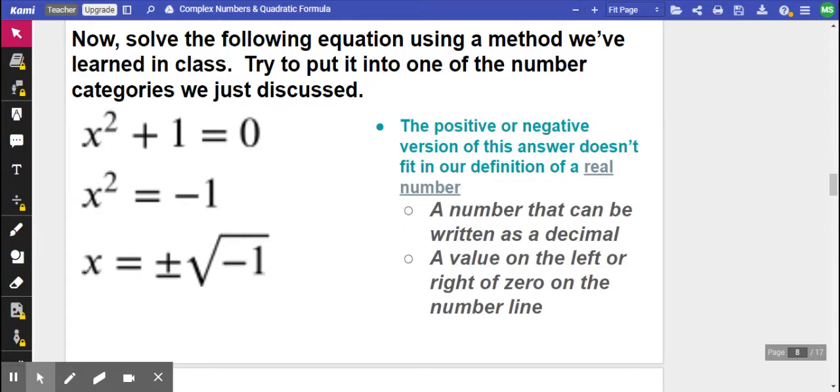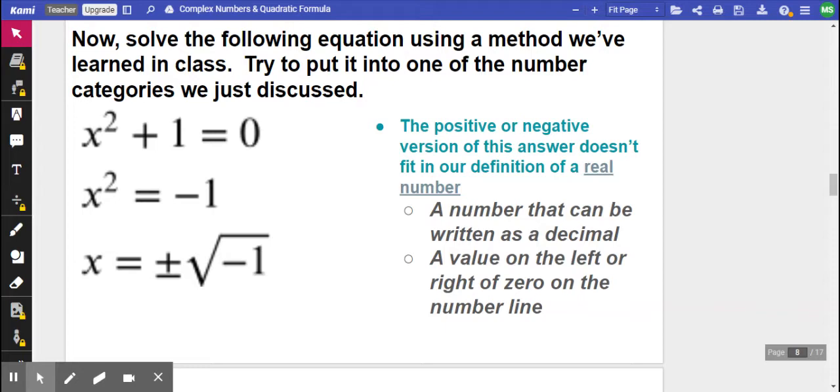The steps for actually finding an answer here are pretty straightforward. It's only 2 steps: subtracting 1 from both sides, and then taking the square root of both sides. Remembering whenever you do that, you end up with a positive and a negative result for x as an answer. And we see that we have positive and negative square root of -1. Now, if I were to put square root of -1 into my calculator, it would give me an error message that says non-real answer. And that is very peculiar, as you might guess.